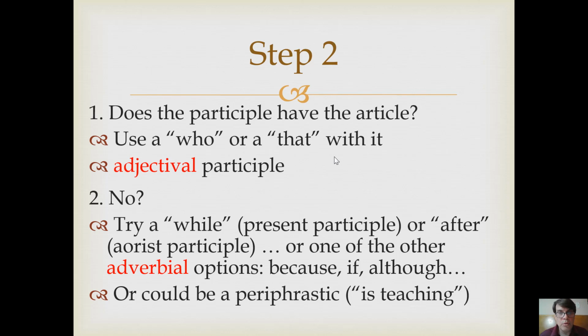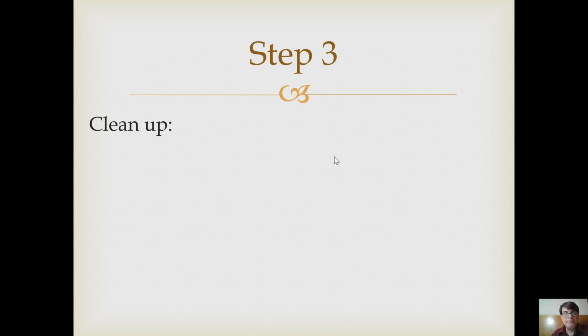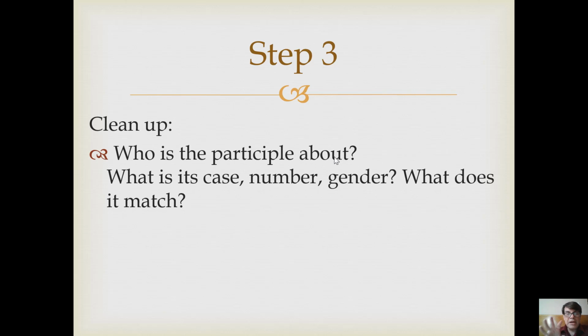This is meant to be a review, so I'm hoping you've read something or had lectures beyond what I'm talking about here. Okay, step 1, get the ing form, get it on the board. Step 2, figure out what kind of participle it is. Is it adjectival? Is it adverbial? Is it periphrastic? And then step 3 is clean up on aisle 4. And by clean up, I mean, first of all, make sure you know what the participle is connected to. And case, number and gender tells you that. If the case, number and gender of the participle is dative singular masculine, then the participle is relating to something that's dative singular masculine in the sentence.